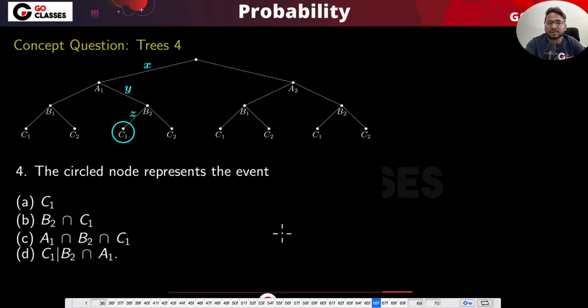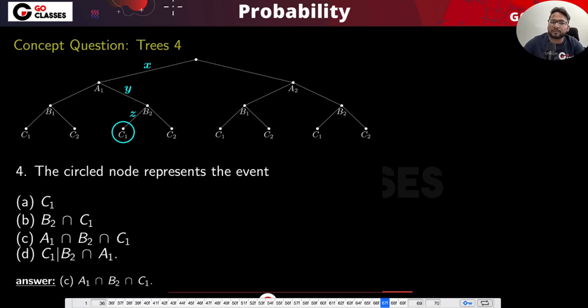Now let's see one last question related to this probability. If I ask you what this circled node is representing, what do you think? First of all, it cannot be a conditional probability. It must be the joint probability or the multiplication probability, which means a comma or intersection. So what is this? This is A1, B2 and C1. So C is the correct answer here, right? Yeah, C is the correct answer.